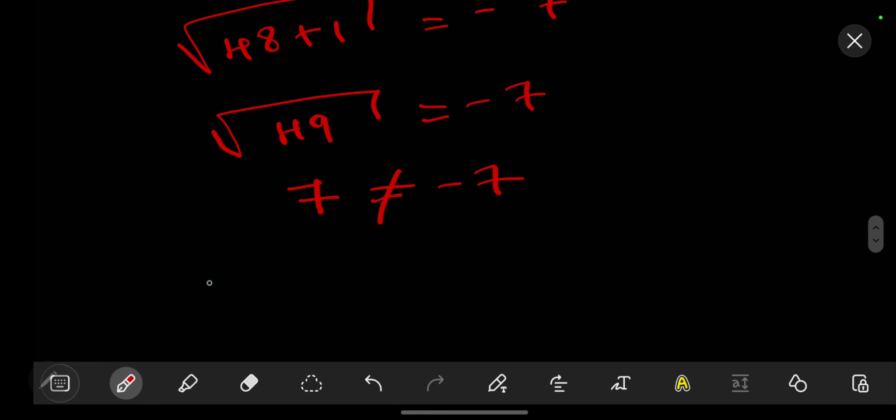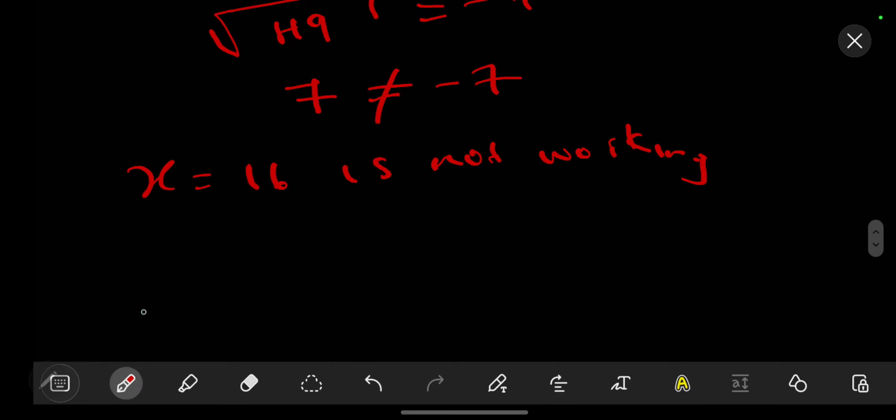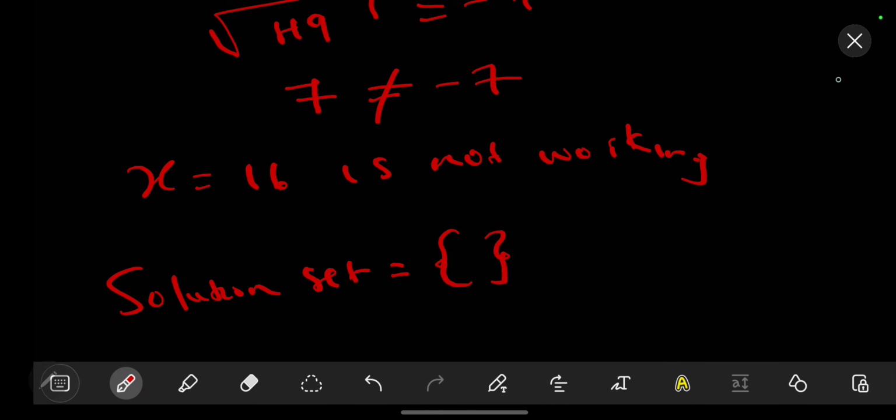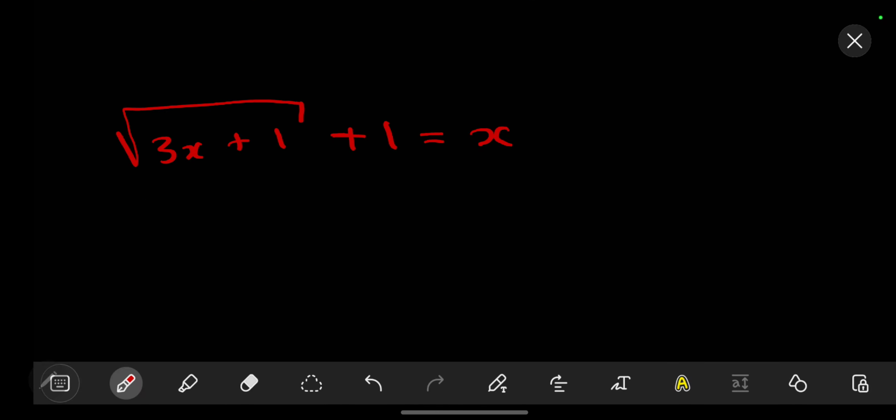Now we have only found one value. So since x equal to 16 is not working, it means to say there is actually no solution for this one. So we can say the solution set should be equal to an empty set, because none of the solutions are working. So let's advance things a bit. Let's say we have the square root of 3x plus 1 should be equal to x.